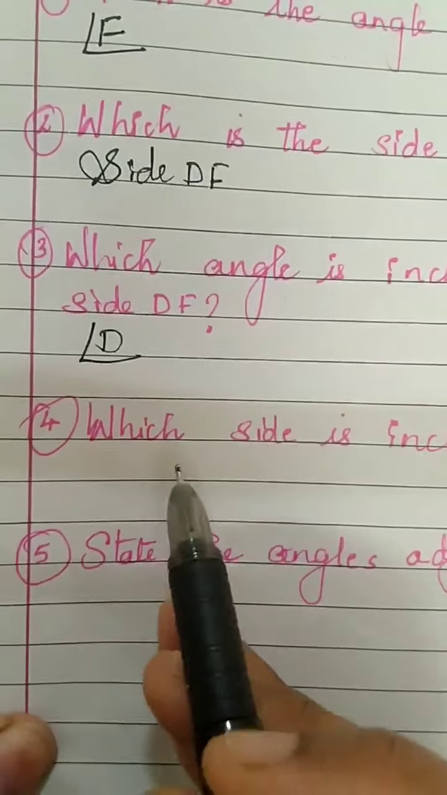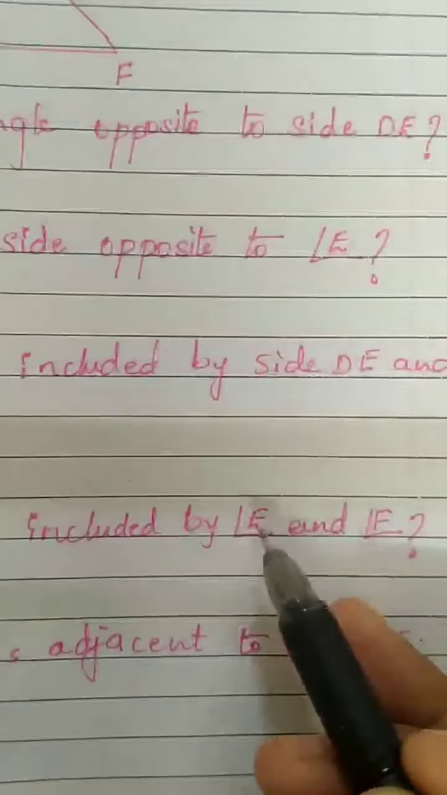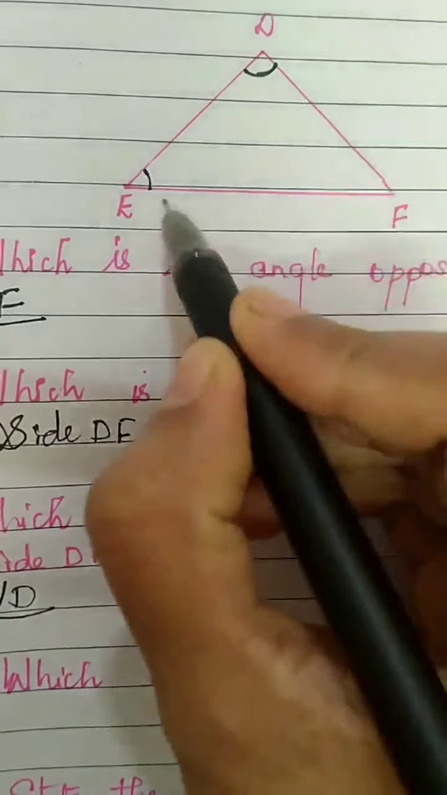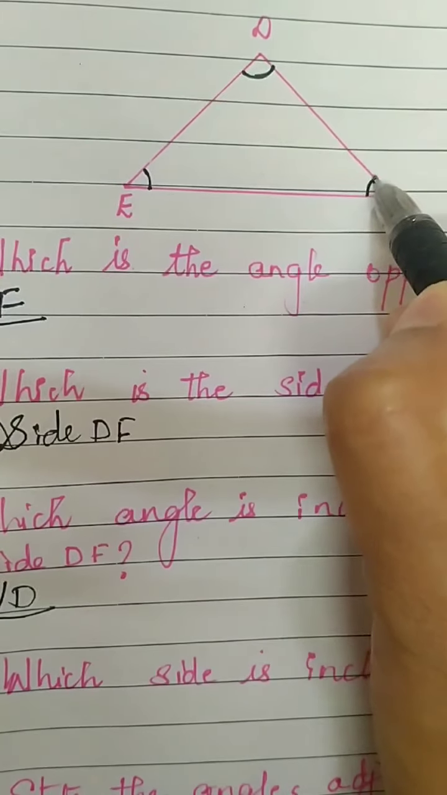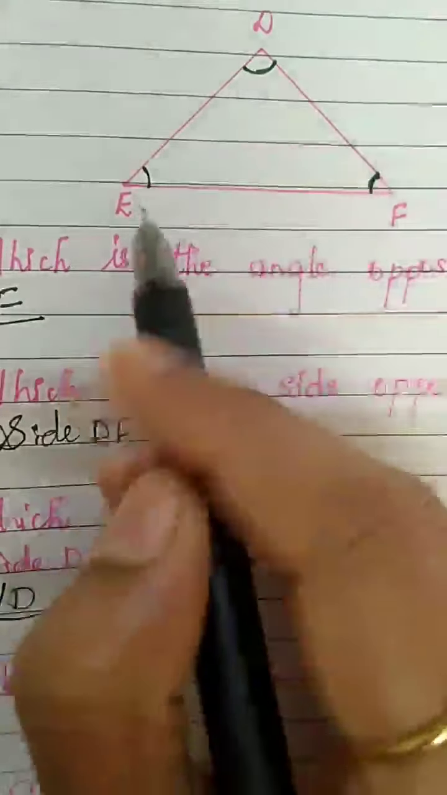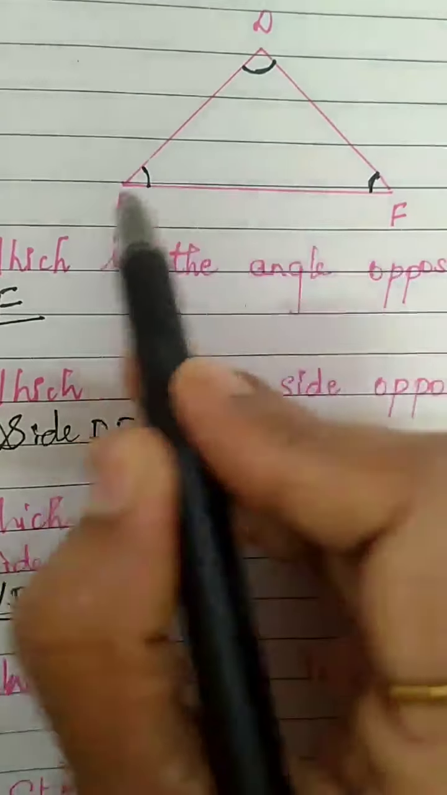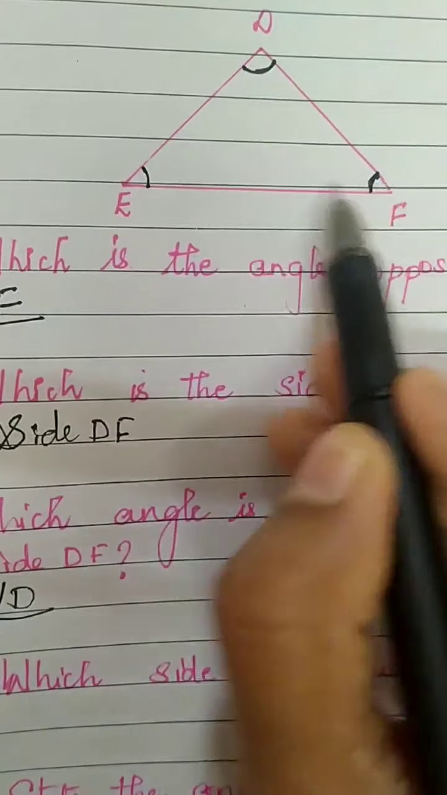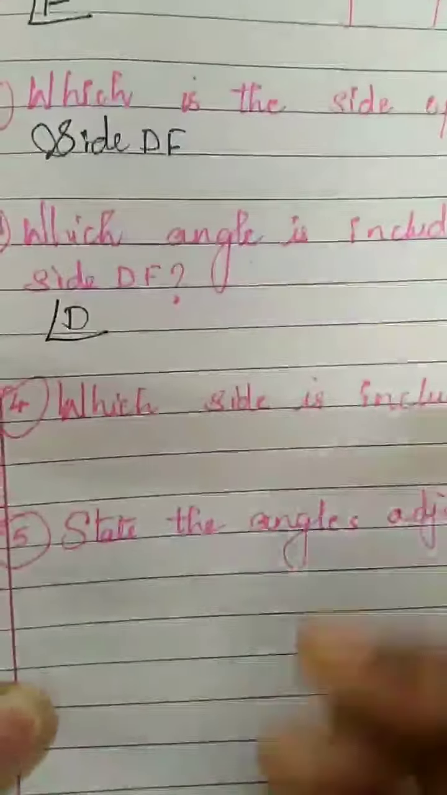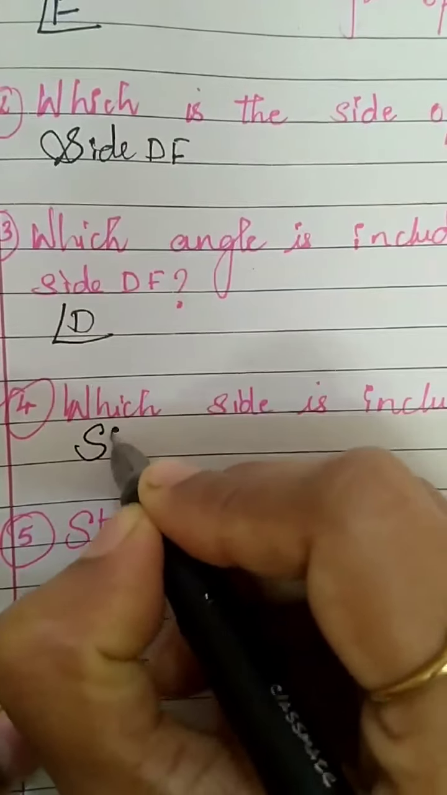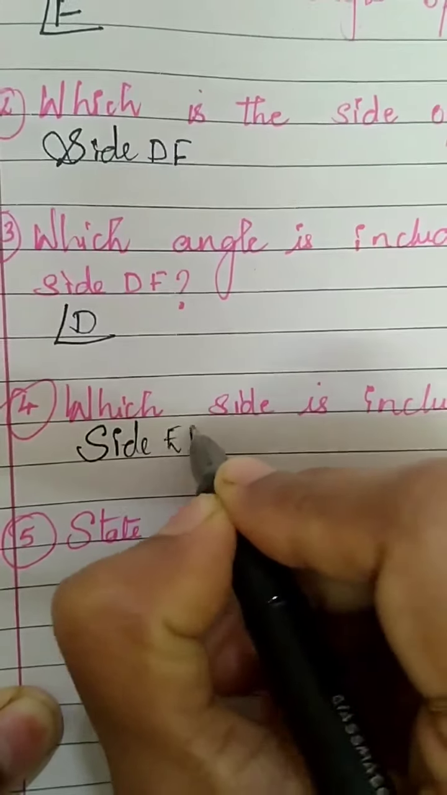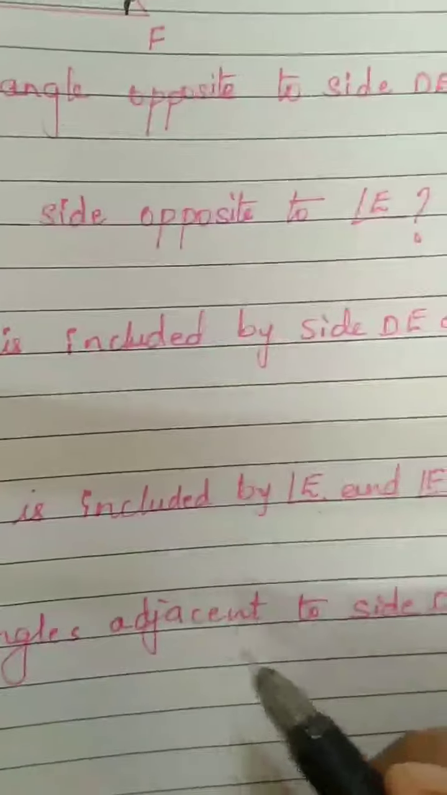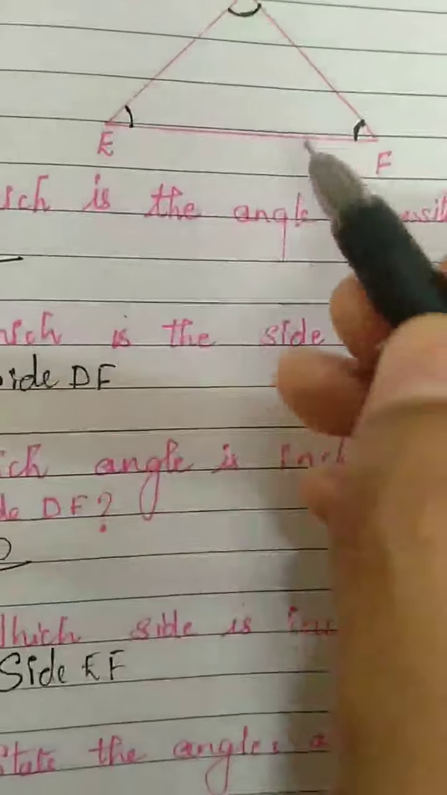Fourth question asked is, which side is included by angle E and angle F? Angle E and angle F, these are the two angles. Which side is coming between these two angles? The side EF is coming between these two angles. So here you will write side EF.